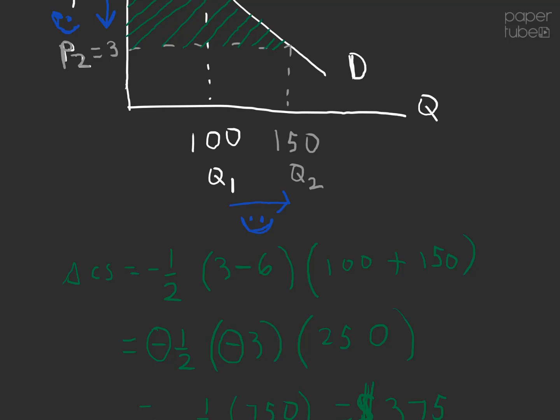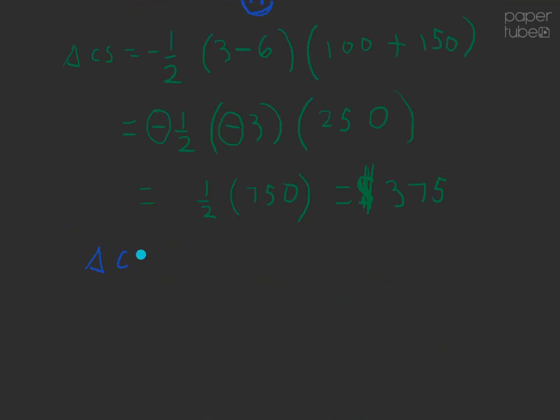So we should expect the result to be a positive number. Our consumers are better off. And that's what's happened here. The change in consumer surplus is greater than 0, which means that our consumers have received a gain as a result of this price change. That makes our consumers very happy. So we would call this an increase in consumer surplus. This is a net positive for our consumers.